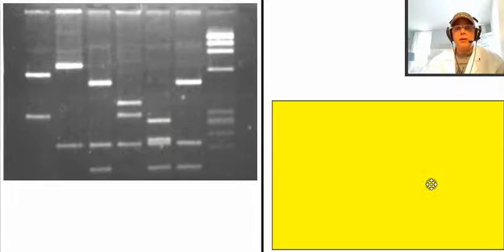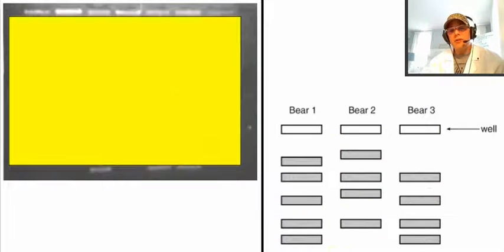Here's another picture, but here's something else you can do. You don't need the standard. You can just compare one to the other just to look at similarities between them. I should say, the different samples. So for instance, bear 1, bear 2, and bear 3. In this example, this was given on a Regents, and they asked you which two bears are more likely to be more closely related. So why don't you do that?